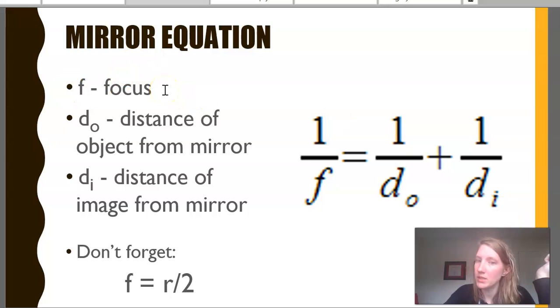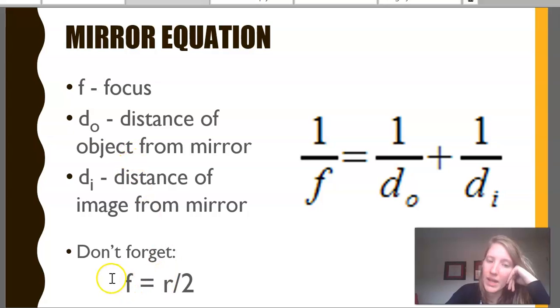F is the focus, or the focal length. I should change that, focal length. It won't let me. DO is the distance of the object. DO, distance of object. DI is distance of the image from the mirror. DI is distance of image. Distance of object, distance of image. Most of the time, I'm going to tell you where the object is and what the focal length of the mirror is, and you'll have to tell me where the image pops up.